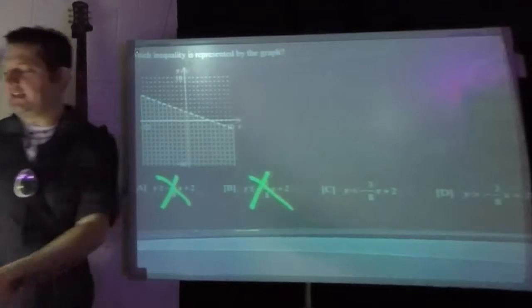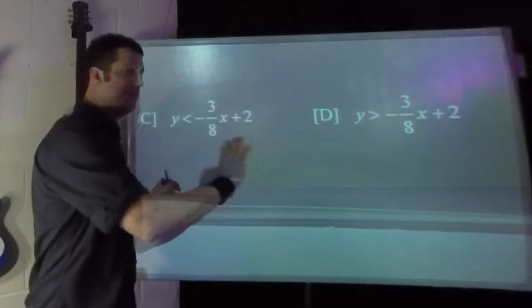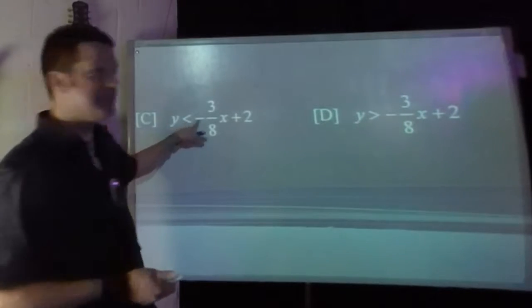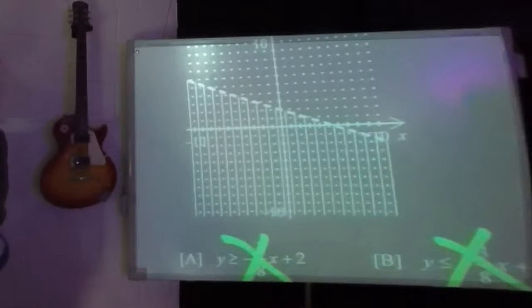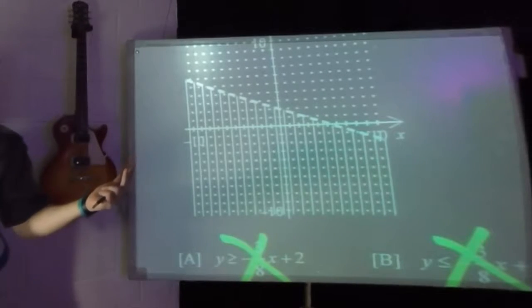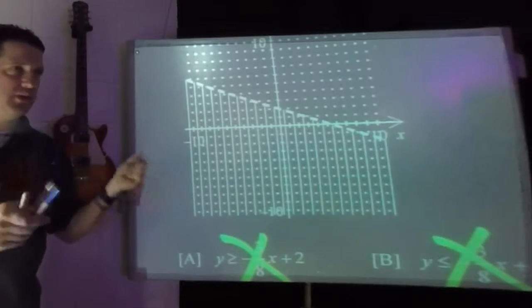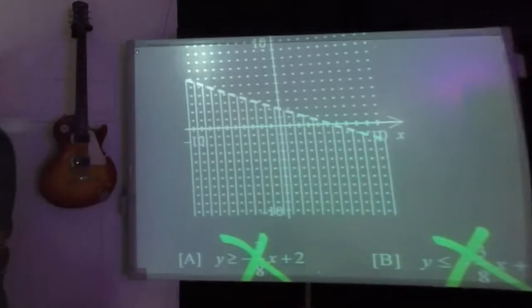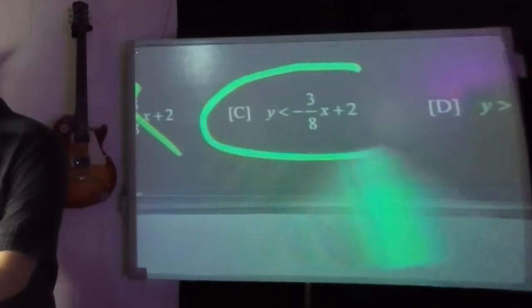Now with C or D, can you see that they are both in mx plus b form? Yes. Great. This one says less than. This one says greater than. Which do you want for this graph? You want less than. It was that simple. What kind of sign do I want? Do I want the one for dotted or solid? And do I shade above or below? I want to shade below.